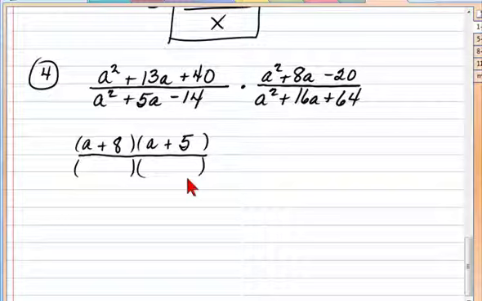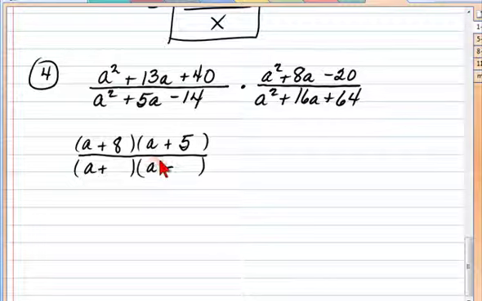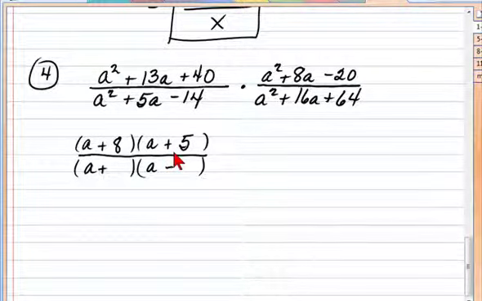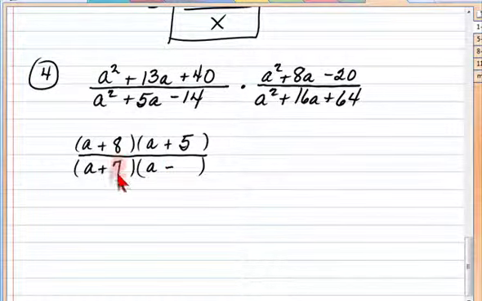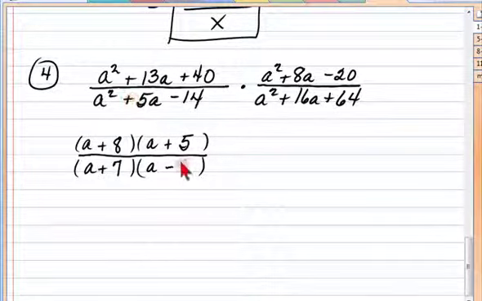Denominator. There's no common factor. I'll go with trial and error, but this time the sign is negative, which tells me one of each. I need an a and an a. I need factors of 14 that, because the signs are different, have a difference of 5. 7 and 2. And I need the 7 to be positive because that was the dominant one, and the 2 down there.